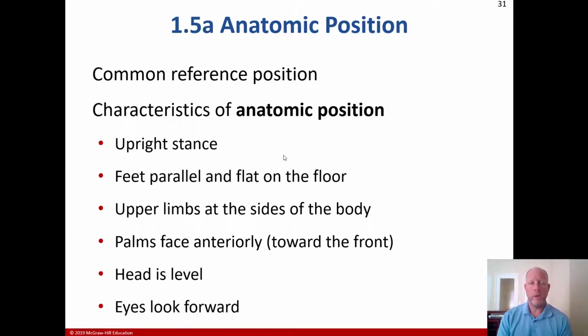Anatomic position is essentially home base, if you will, a common reference position, starting position if nothing else has changed or nothing's been affected in any way. The characteristics of the anatomic position, unlike anatomical neutral, which is more of a physiology term for exercise physiology, anatomic position, more from an anatomy and basic physiology perspective, is upright stance, so you're standing upright, feet parallel and flat on the floor. Upper limbs are at the sides of your body. Your palms face anteriorly, so they're opened up toward the front, which means really the forearm is supinated, or the antebrachial area is supinated open. Head is level, and the eyes look forward. Okay, that's anatomic position, a common reference.